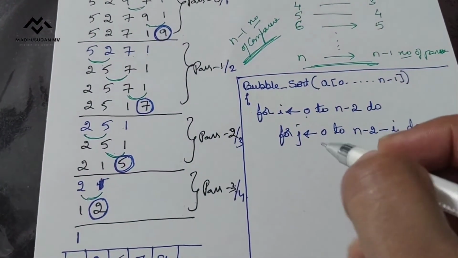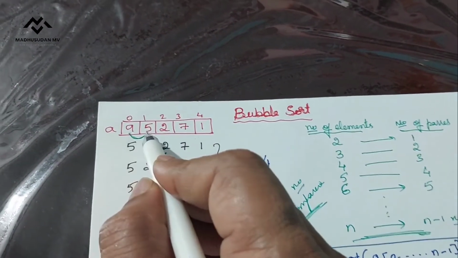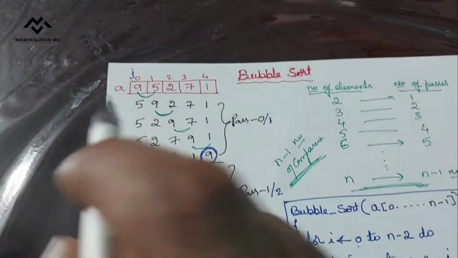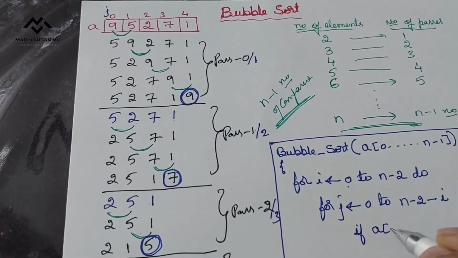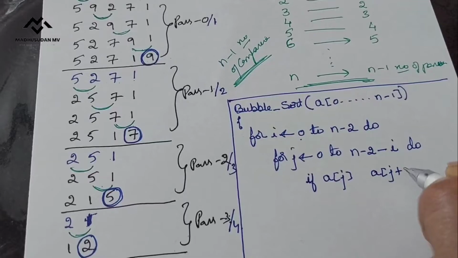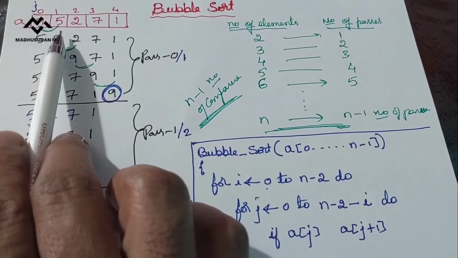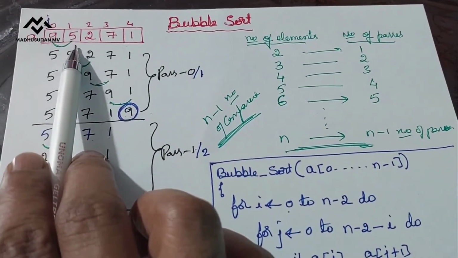Okay, so now we will do the comparison. What do we compare? The first element with the next element. For that purpose I am taking j here. So I am comparing one element with its next element. I will write if a of j is compared with a of its next element, a of j plus 1. We compare whether the first number is greater than the second number or not. If the first number is greater than the second number, they are swapped.